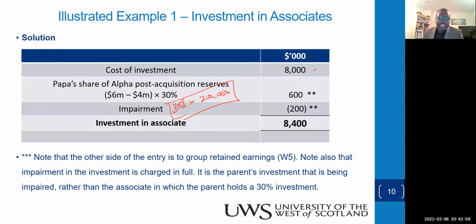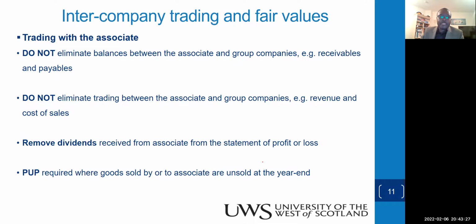The asterisk figures, I'm just giving you a note here that the other side of it goes to working number 5, the group reserves. So you go to the group reserves, you add this. The group reserves, you subtract this. Okay, that's it. So it is the parent's investment that is being impaired, like I said. So no need for you to apportion the 200,000. Everything must be taken off, the impairment. All right, we move on.